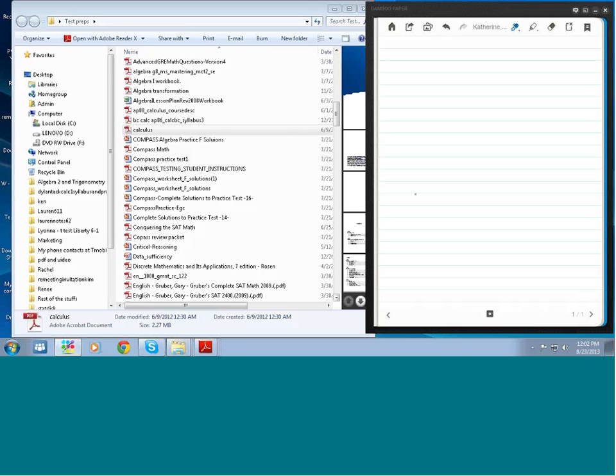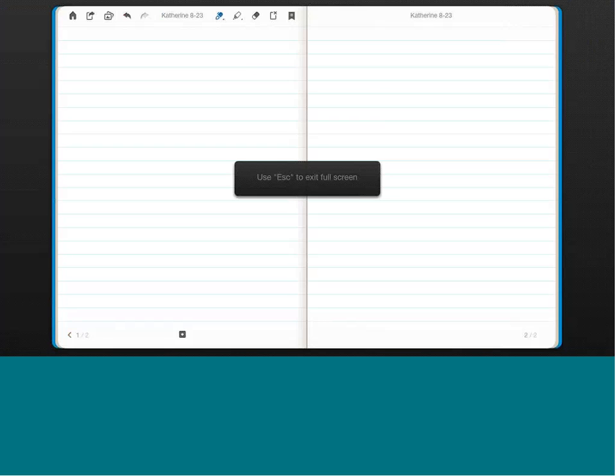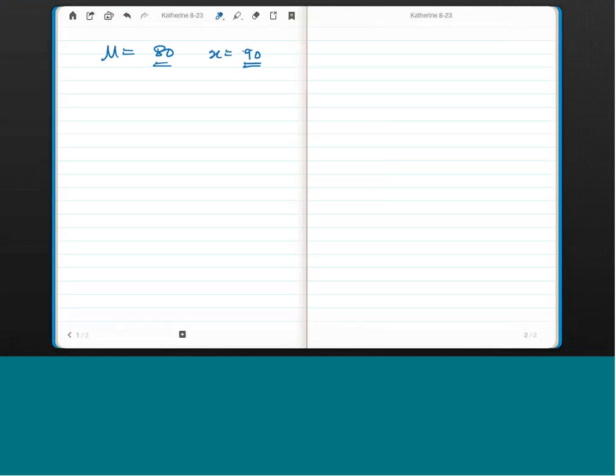Z-scores: how it works is, let's say your class average is 80. That's the mu. And your score is 90. Let's say the standard deviation is 5.